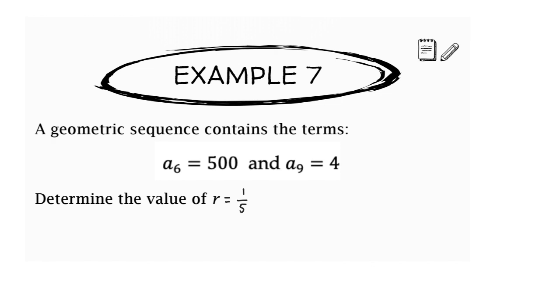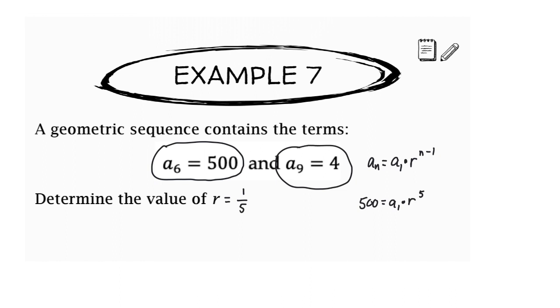One way to show this is through a system of equations, just like before. I know that the explicit formula for a geometric sequence is a sub n is equal to a sub 1 multiplied by the common ratio raised to the n minus 1 power. When I sub in the first piece of information, I get the equation 500 is equal to a sub 1, which is unknown, times the common ratio, which is unknown, to the 5th power, because 6 minus 1 is 5. When I sub in the second piece of information, I get that 4 is equal to a sub 1 times the common ratio to the 8th power, because 9 minus 1 is 8.